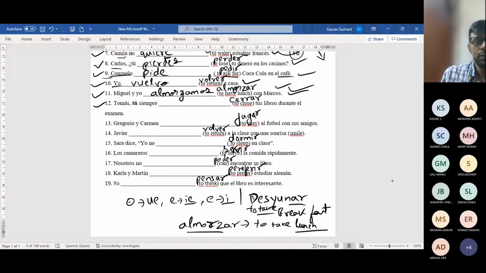Next one, number 12. Again, it's like talking to a person named Thomas. That's a name in Spanish, a very common name. The verb is cerrar. Let me ask Arnold, can you tell me?